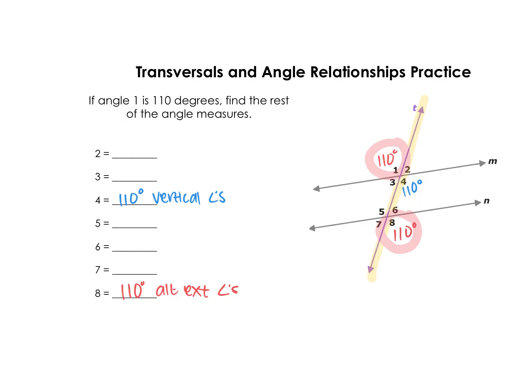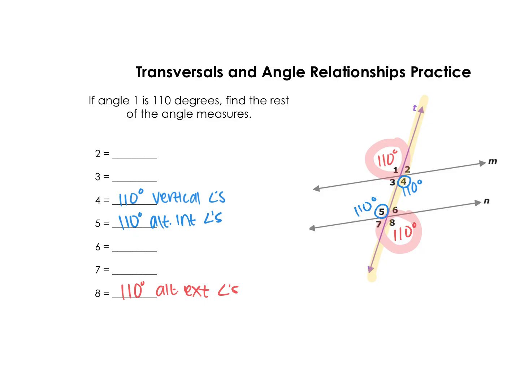We could use that same idea for angle 5, because 4 and 5 are alternate interior angles, which means that they would be congruent. So these ones we could say are both 110.